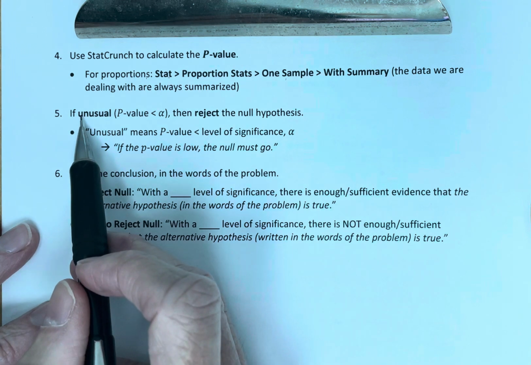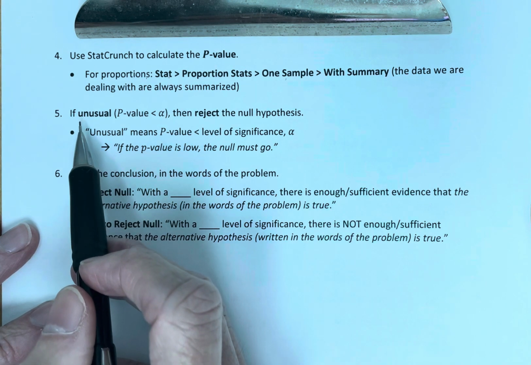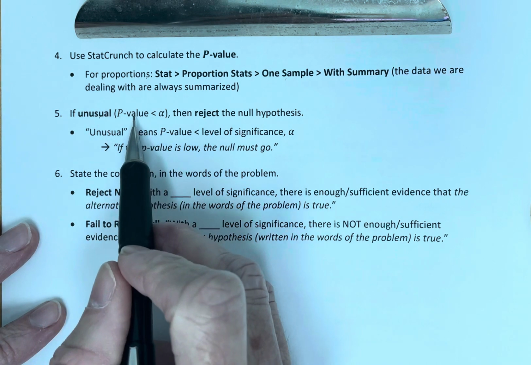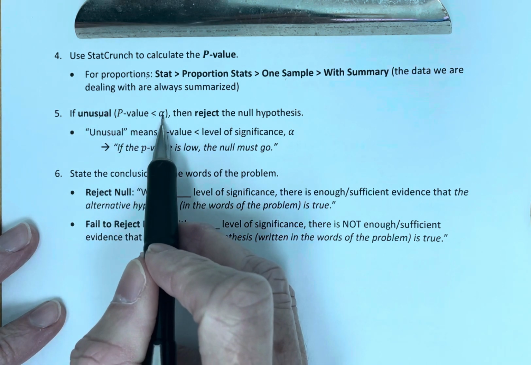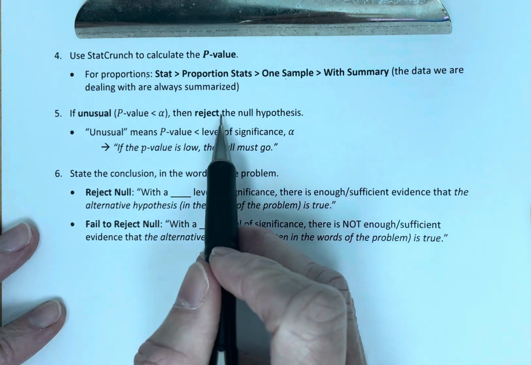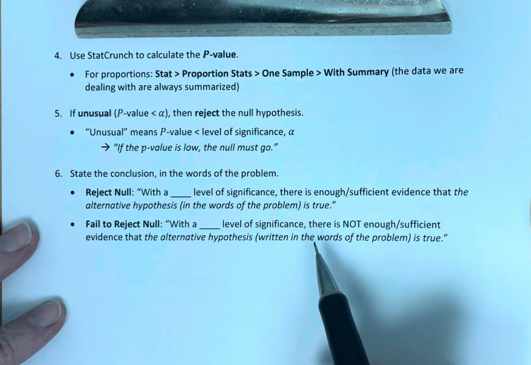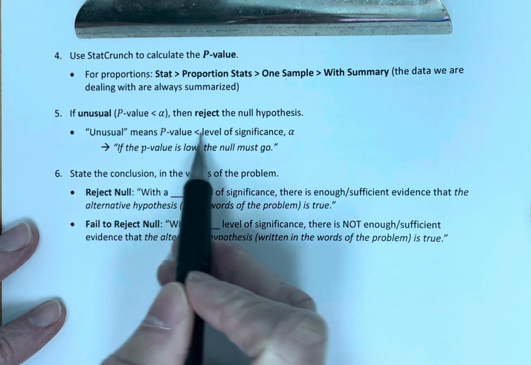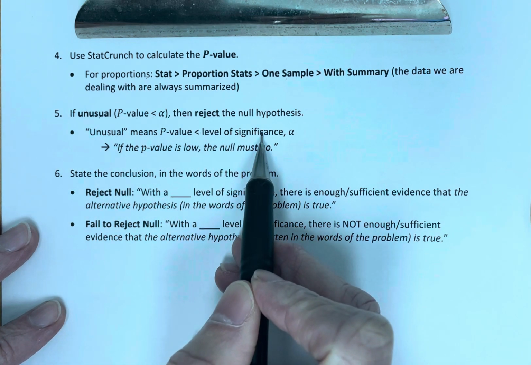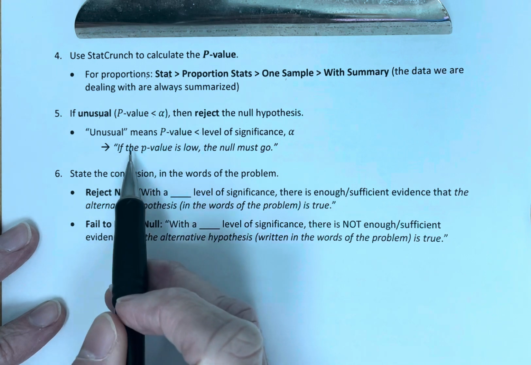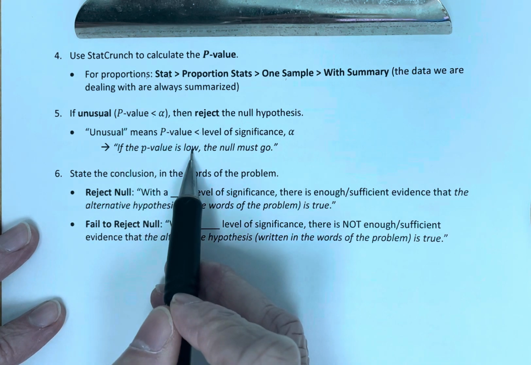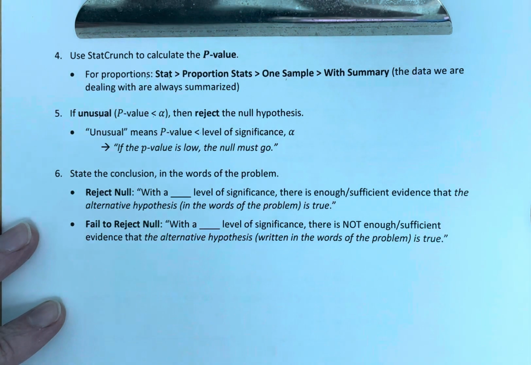Step 5, determine whether or not it's unusual. It's unusual with a p-value test if the p-value is less than alpha. If it's unusual, we reject the null hypothesis. Again, unusual means the p-value is less than the level of significance, which is alpha. And as a reminder, the cute little phrase we have: if the p-value is low, the null must go.